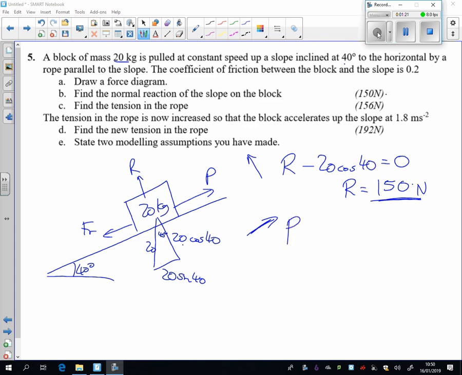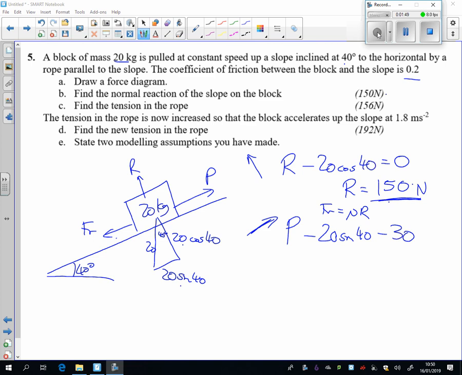The force pulling it up is P. We've also got pulling it down the slope is 20 sine 40. And we've also got the friction here, and of course the friction is going to be equal to mu times R. The mu we were told was 0.2, so 0.2 times by 150 is 30. So there's the force there.